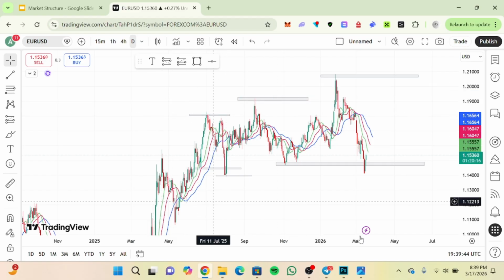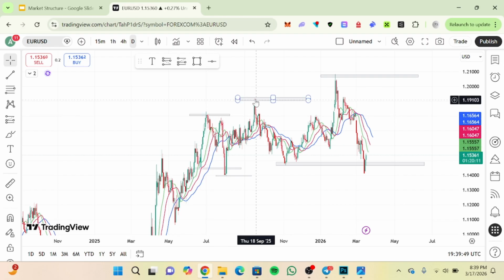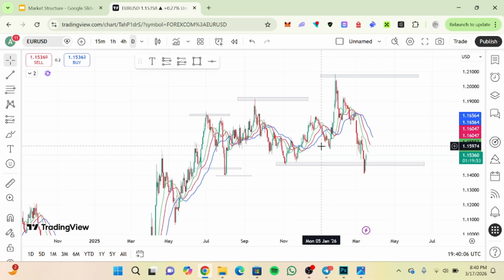Now, this is what a market structure looks like. As you can see, we have a high here, we have another high, we have another high, we have a low, we have another low here, there's another low here. All these things together just form the market structure basically. When you're able to identify the structure of the market, you've literally solved 50% of your trading questions at that point in time.